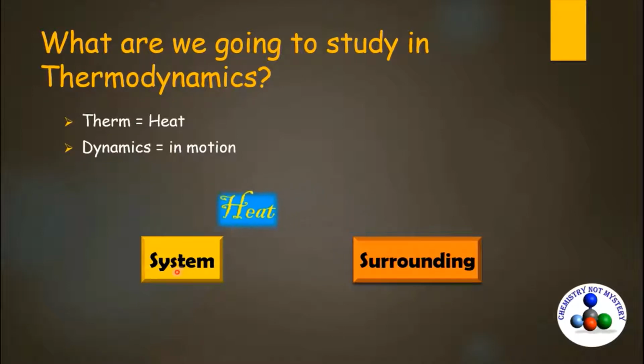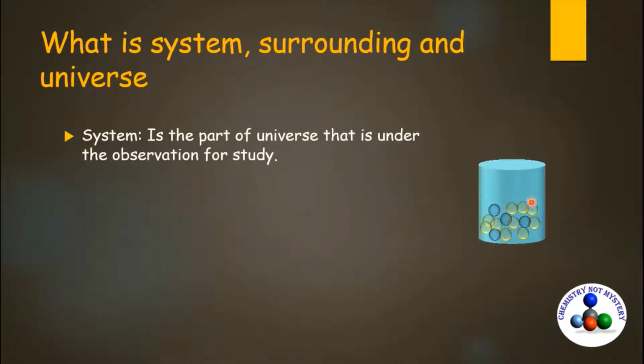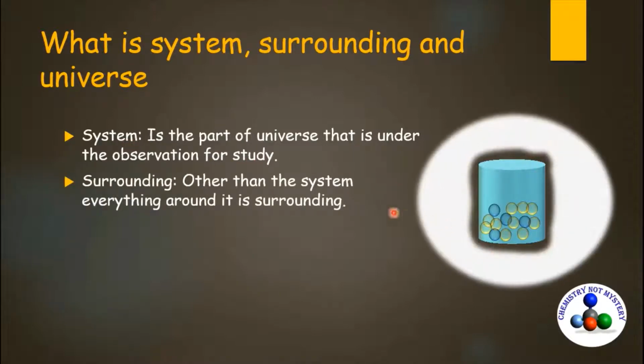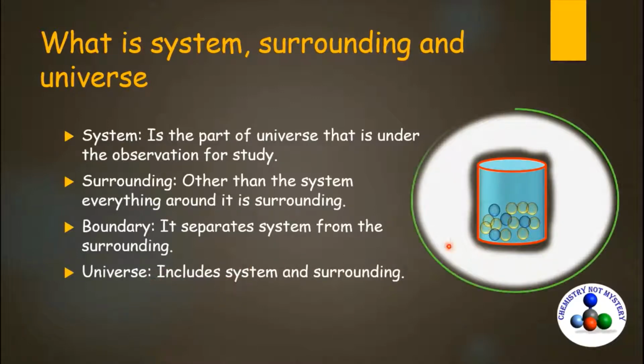But what do you mean by system and surrounding? So let's see. For example, if we are going to study these molecules in this container, the part of the universe that is under observation for study is known as system, and everything around the system is surrounding, and the walls of the container that separate the system from the surrounding are called the boundary. The universe includes system and surrounding. So there is always exchange of matter or heat that may take place between system and surrounding.